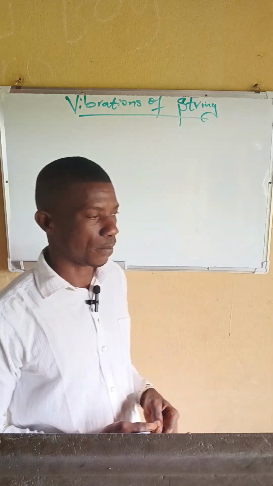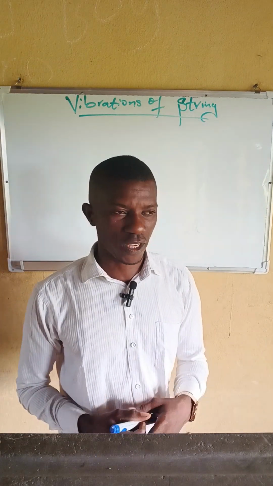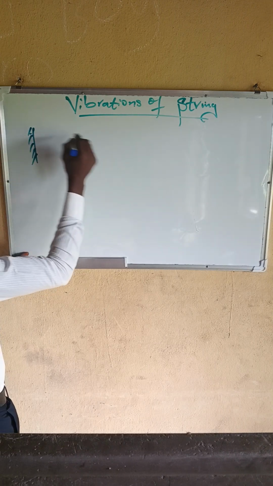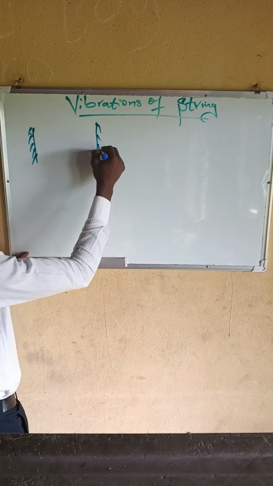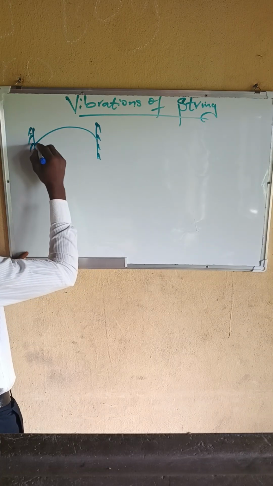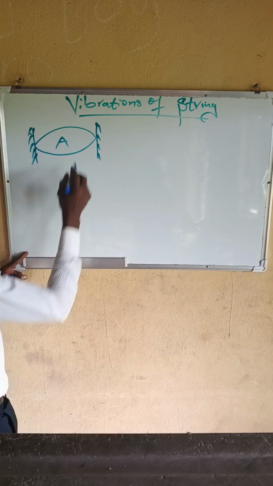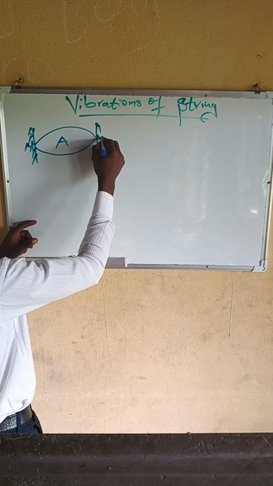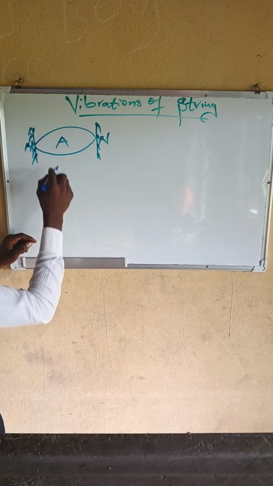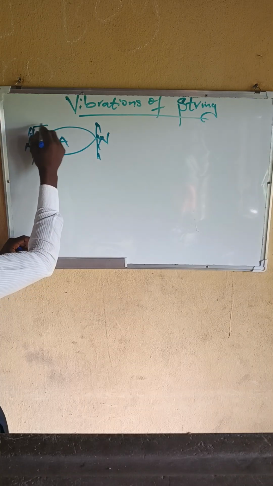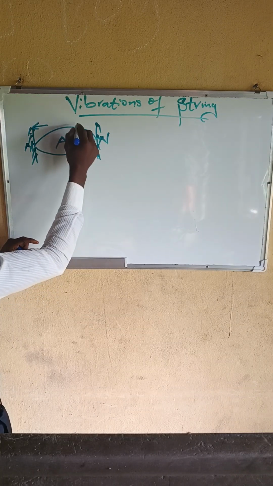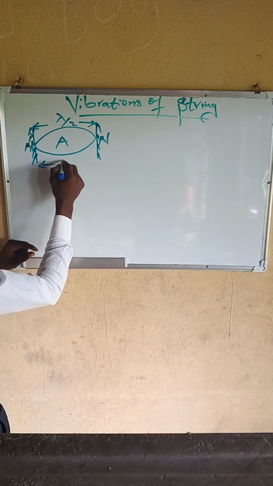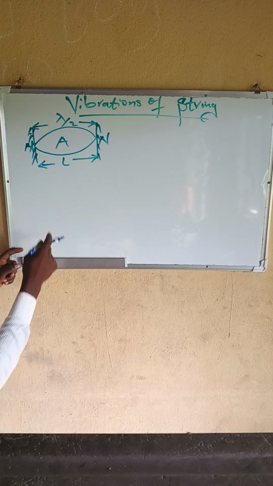So if we have a string that is fixed at both ends, such as this, we have this point, and another point like this, and the string is fixed. So this string is set into oscillation. Now this place we have the node. This is the node, and this is the antinode. So the distance from this node to this node is half wavelength. And this place, you call it L, that is the length.